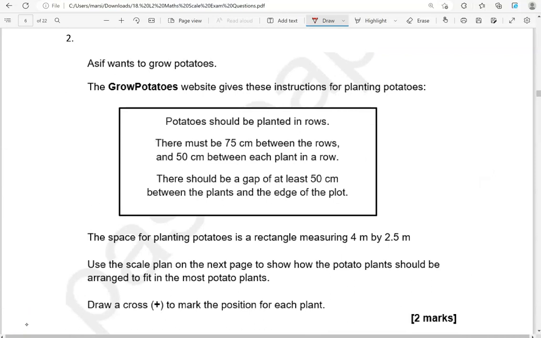Asif wants to grow potatoes. The Grow Potatoes website gives these instructions for planting potatoes. Potatoes should be planted in rows. There must be 75 centimeters between the rows and 50 centimeters between each plant in a row. There should be a gap of at least 50 centimeters between the plants and the edge of the plot. The space for planting potatoes is a rectangle measuring 4 meters by 2.5 meters. Use the scale plan on the next page to show how the potato plants should be arranged to fit the most potato plants. Draw a cross to mark the position for each plant.